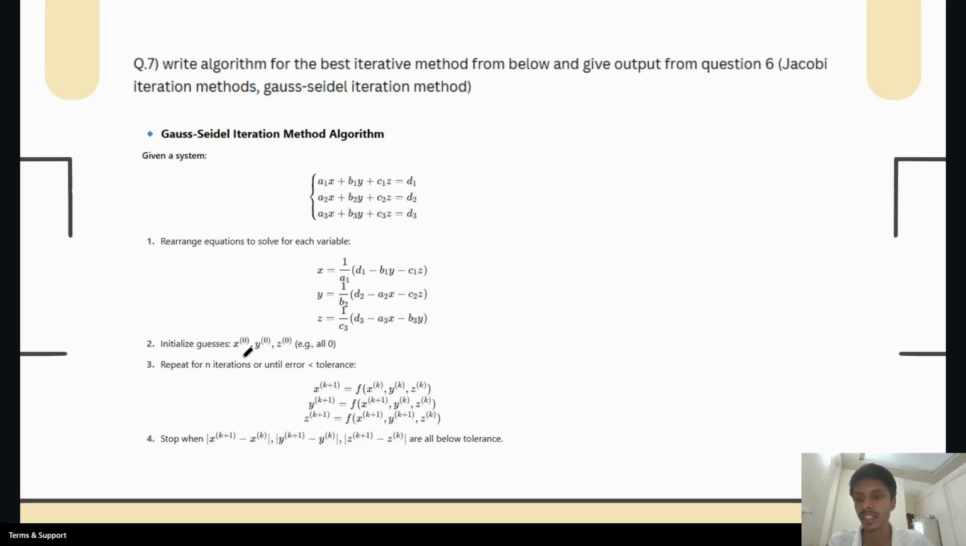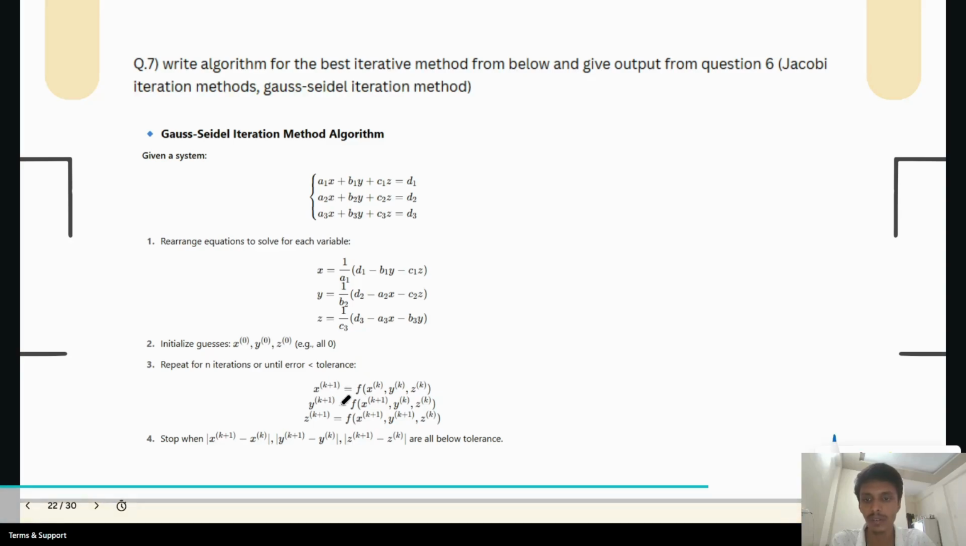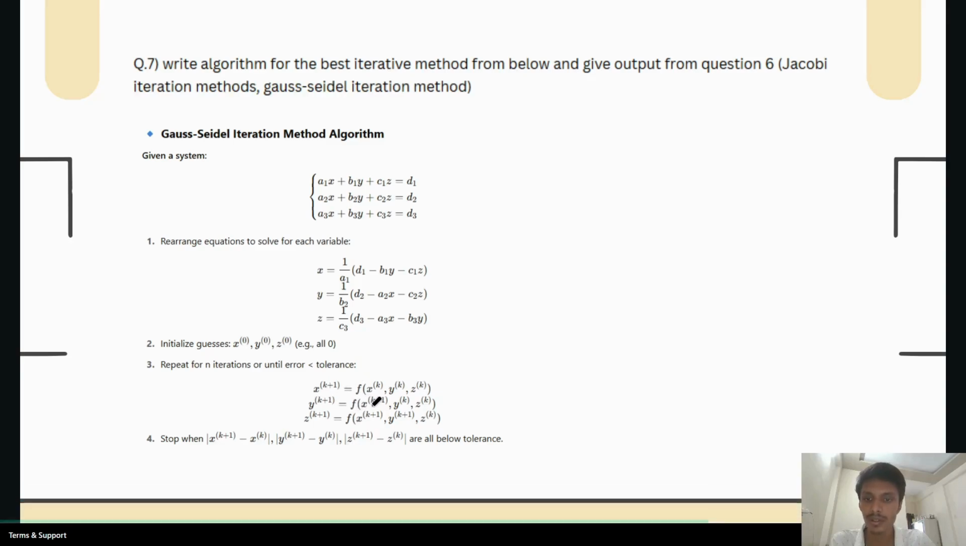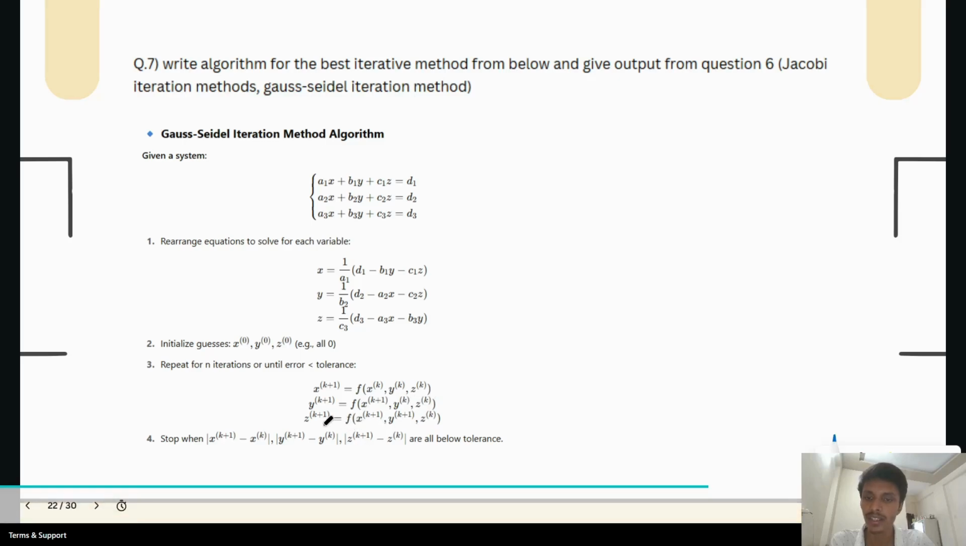We initialize guesses x0, y0, and z0, for example all 0, then we repeat for n iterations or until the error is smaller than the tolerance. x to the power k plus 1 is equal to f of x k, y k, z k. y to the power k plus 1 is equal to f of x k plus 1, y k, z k. z to the power k plus 1 is equal to f of x k plus 1, y k plus 1, z k.